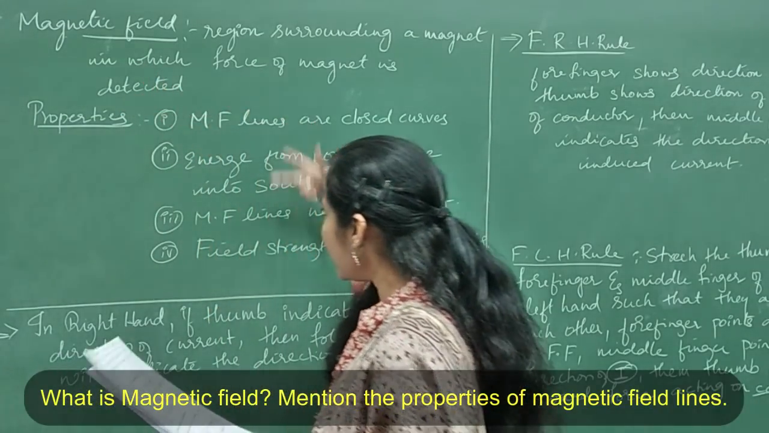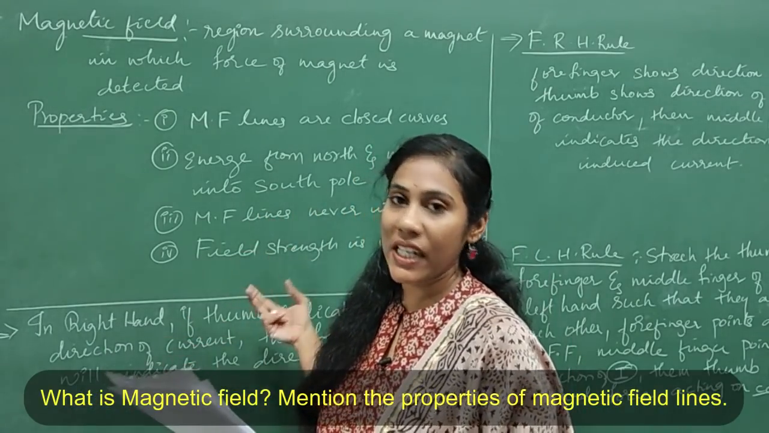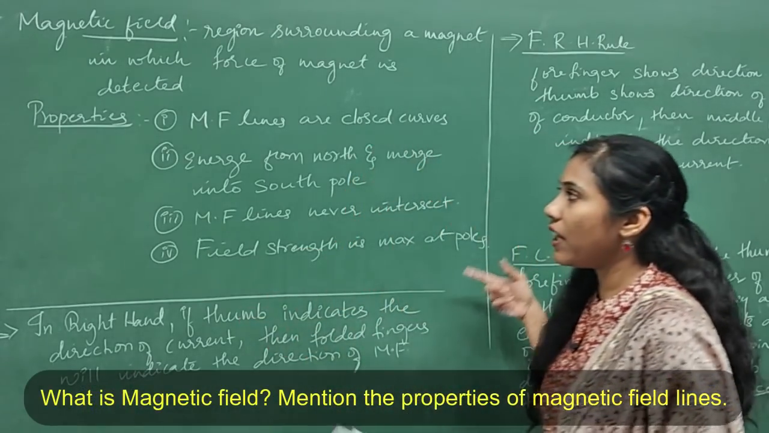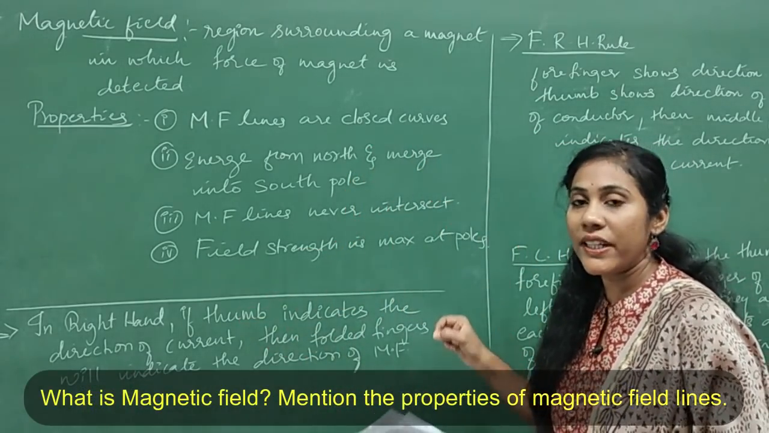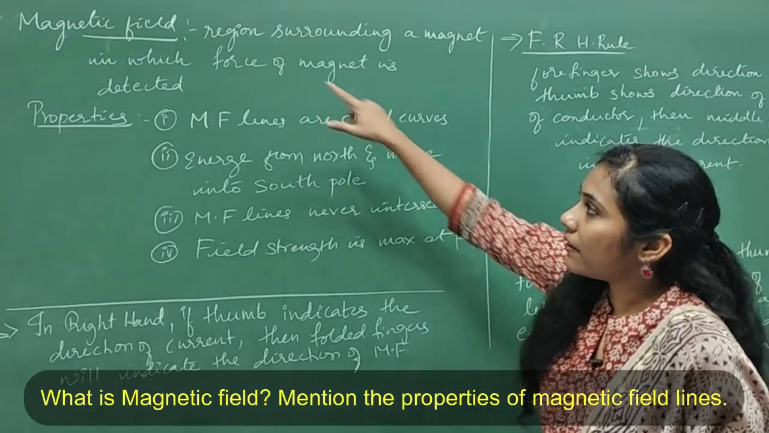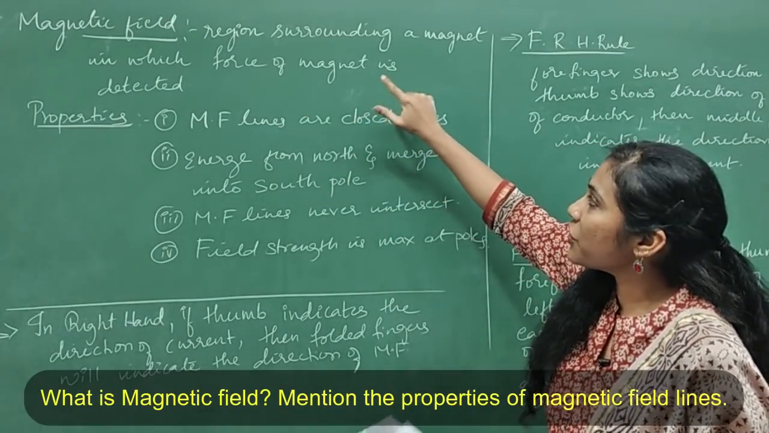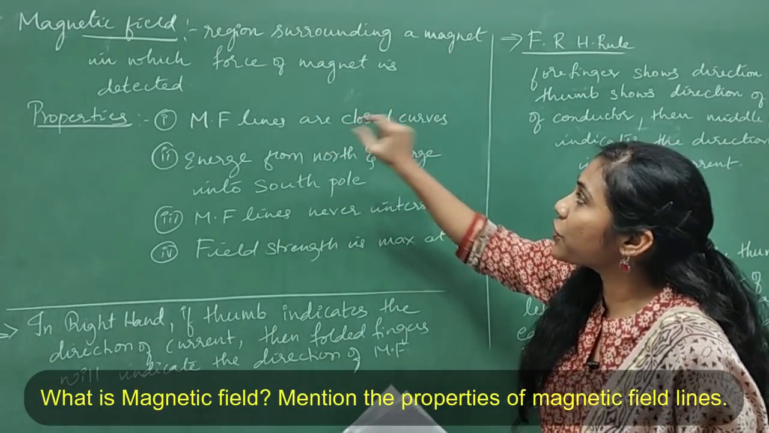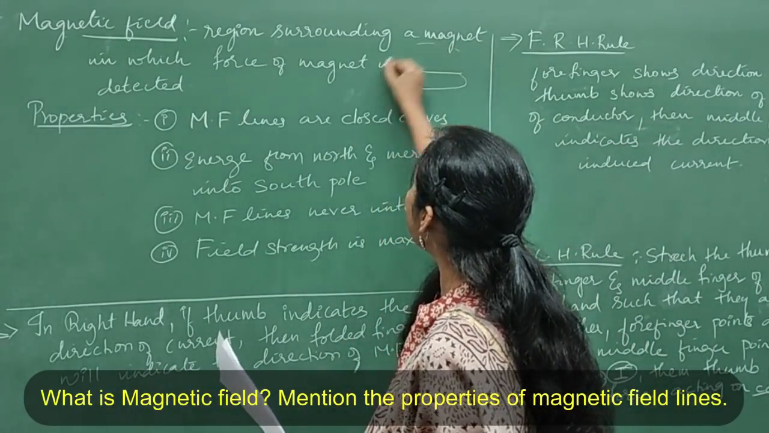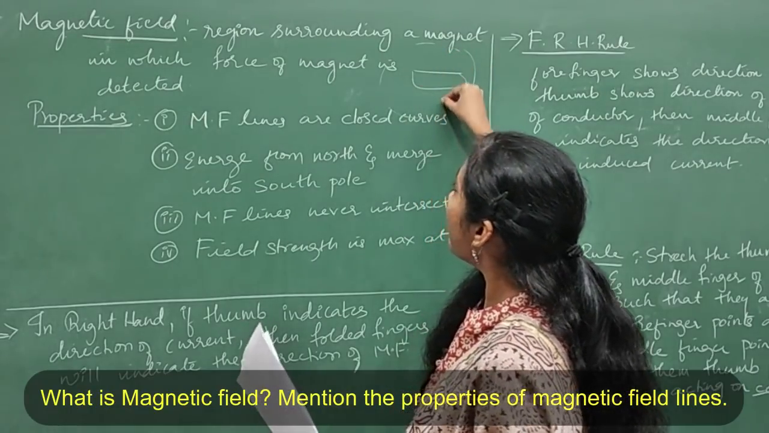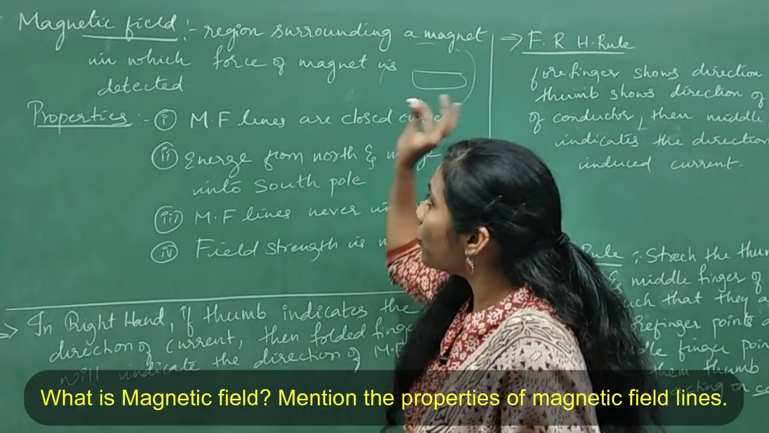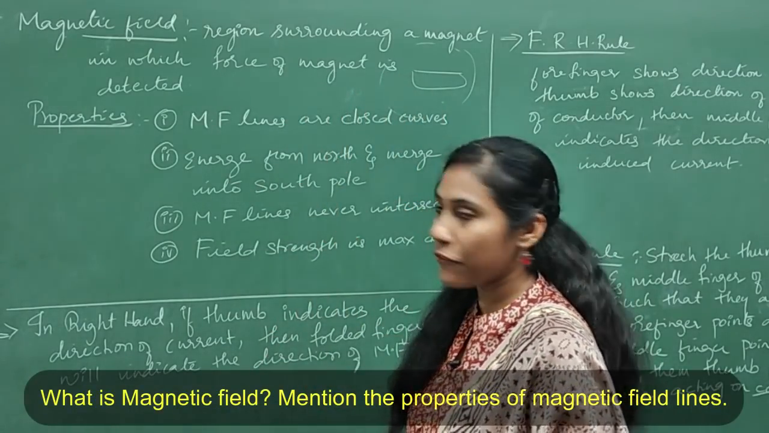So here I have written the answer in simple words so that you can write in your exam. You can take a screenshot of the board, or you can pause the video and write down in your books. So this will help you a lot. And magnetic field definition. It is a region surrounding a magnet in which force of magnet is detected, right? So around a magnet, there is a particular area, only there magnetic force is experienced. Out of that, there is no magnetic force. So such a region is called as magnetic field.